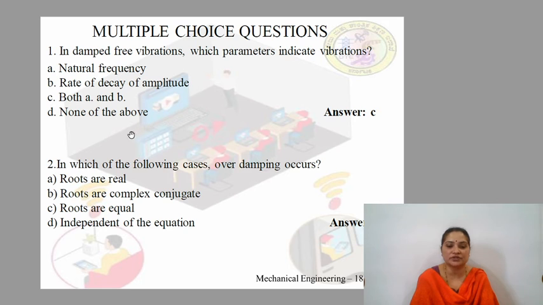The second multiple choice question is, in which of the following cases does overdamping occur? As we have discussed in our previous sessions, overdamping occurs when the roots are real and the system will be aperiodic in nature. The options given here are roots are real, roots are complex conjugate, roots are equal, and independent of the equation. Among the four options given, option A is the right answer, that is, roots are real.